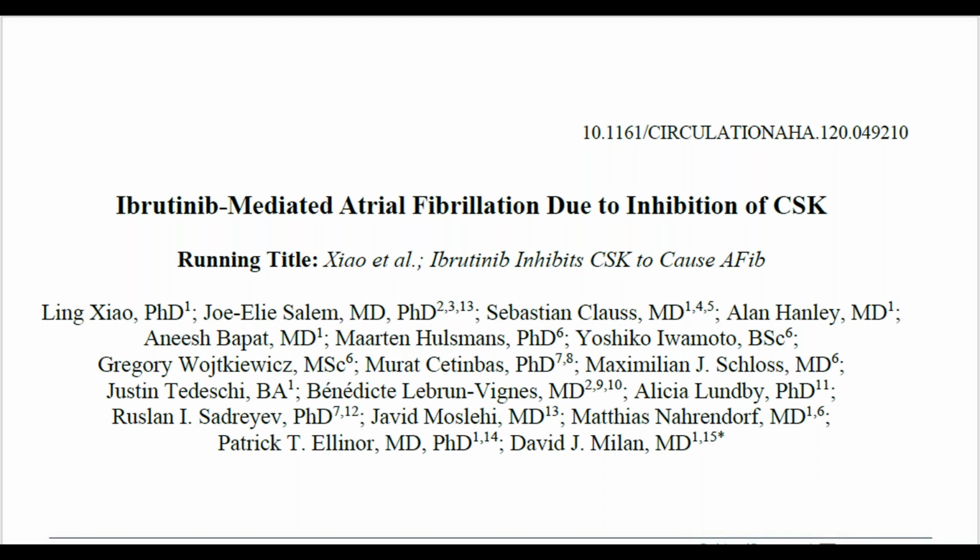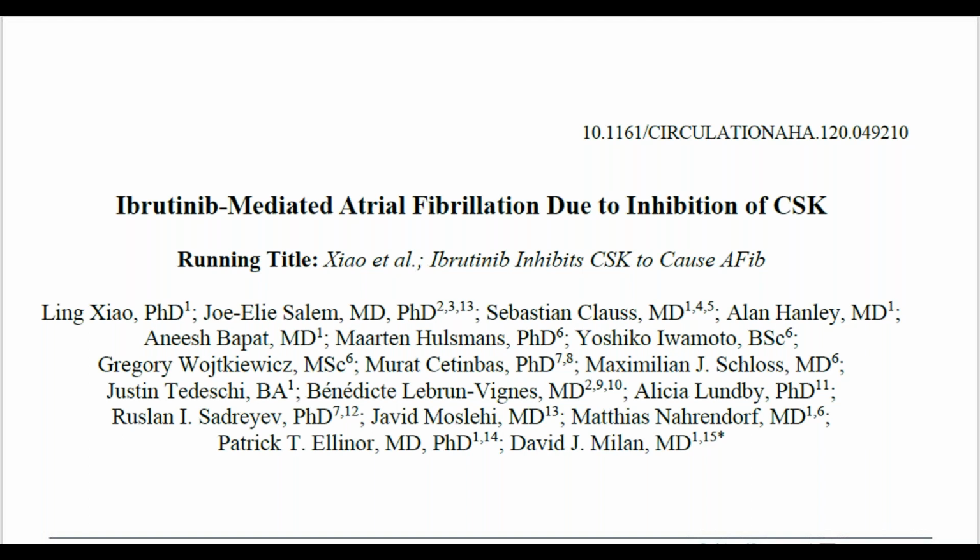Today I want to share with you an article that I thought was interesting for three reasons, basically. One, I thought it addressed a very relevant clinical question in patients that are being treated with Ibrutinib. It has been documented that atrial fibrillation is a common side effect, a notable one, and a challenging one to treat.